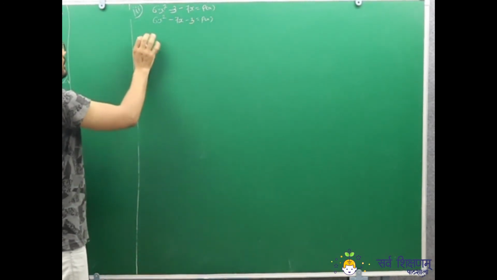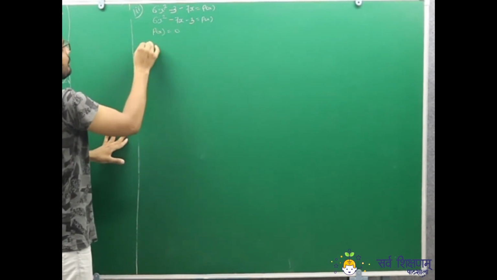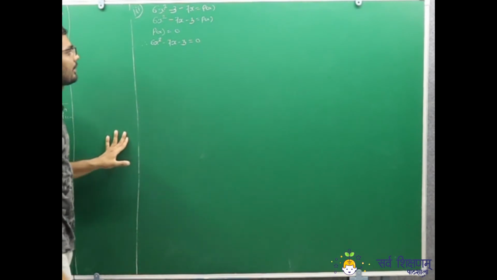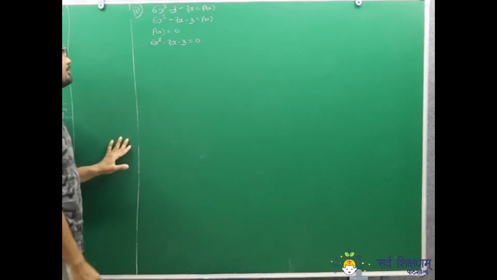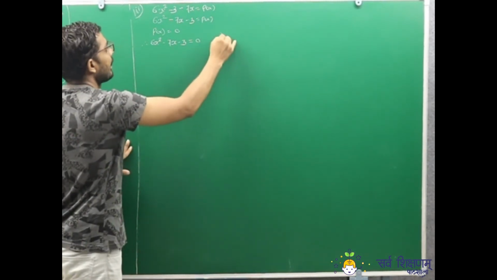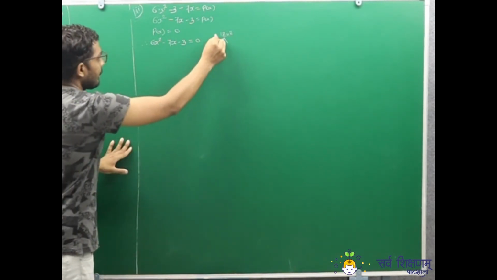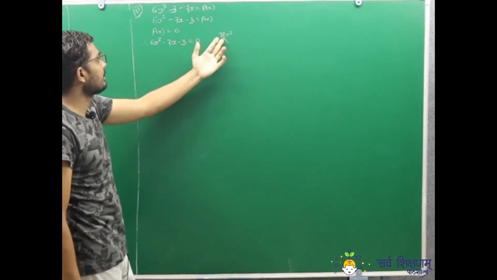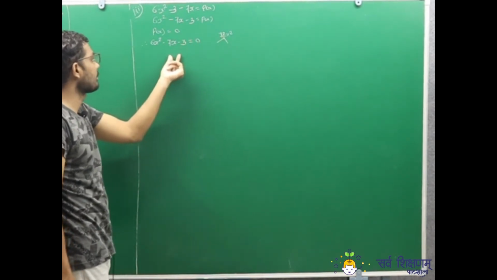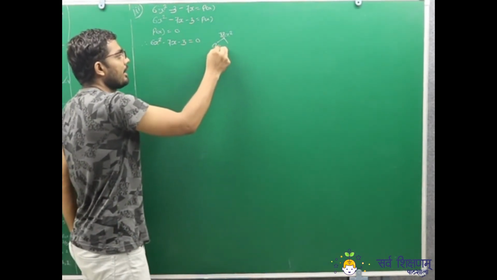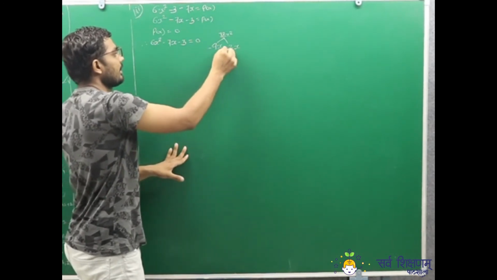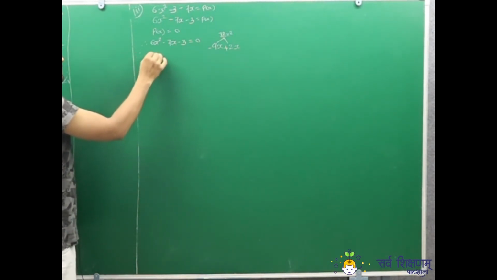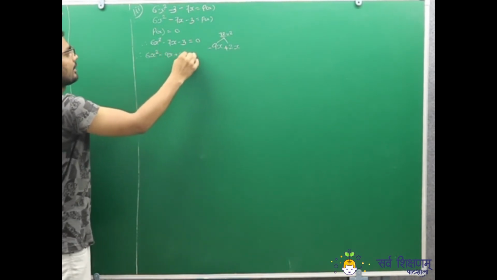For finding zeros of the polynomial, p of x becomes 0, therefore 6x square minus 7x minus 3 is equal to 0. The same method we can use here. 6x square into 3 gives us 18x square, or minus 18x square. Find the factors of 18x square or minus 18x square. Doing subtraction, we get 7x. The factors are 9x and 2x. Minus 9x plus 2x gives minus 7x. Therefore, 6x square minus 9x plus 2x minus 3 is equal to 0.